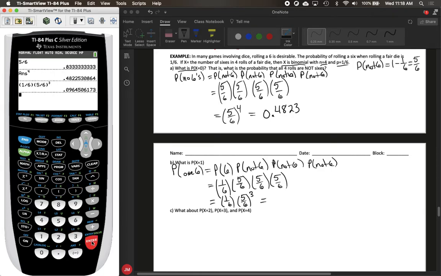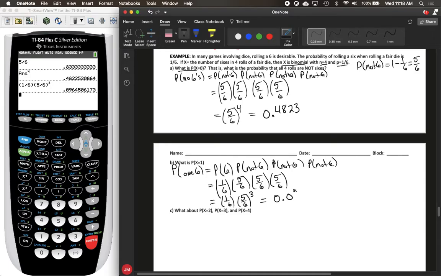And so as a decimal, that ends up being 0.0965. Now, something that you maybe were thinking about that we'll now discuss is, why did the 6 have to come first? Why couldn't we have rolled this 6 in the second spot, or the third, or the fourth? In other words, it's not as if this is the only place where this could happen.